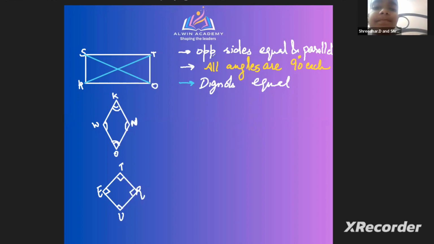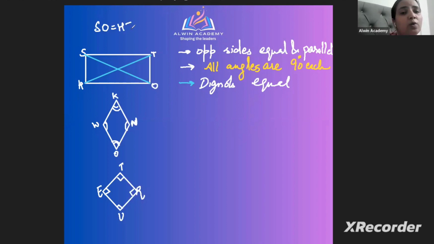Yes, ma'am. And if I say that SO equals HT equals 5 centimeters. In parallelograms, we know that diagonals bisect each other, right? So if I name this point A, then HA equals AT equals 2.5, because 2.5 plus 2.5 together will be 5, right or not?